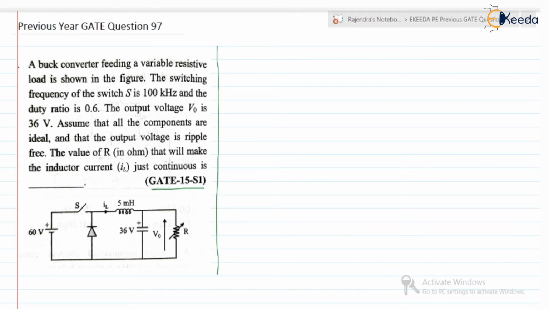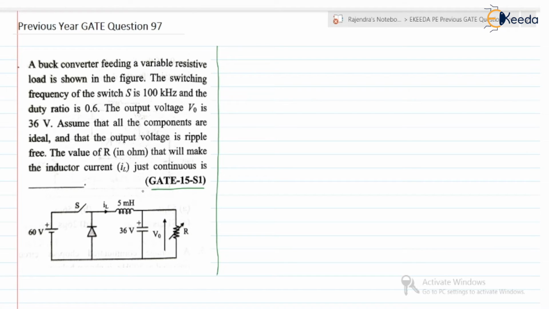A buck converter feeding a variable resistive load is shown in the figure. The switching frequency of the switch is 100 kHz and the duty ratio is 0.6. The output voltage V0 is 36 volt. Assume that all the components are ideal and that the output voltage is ripple free. The value of R that will make the inductor current IL just continuous is.